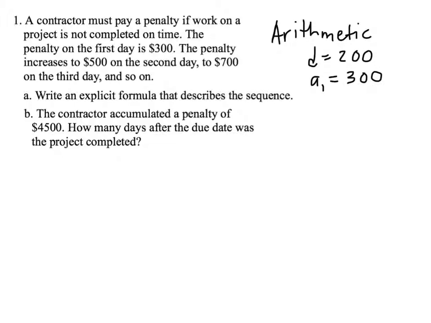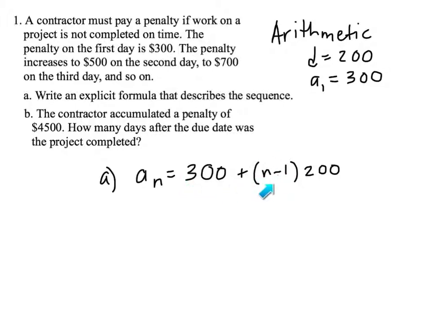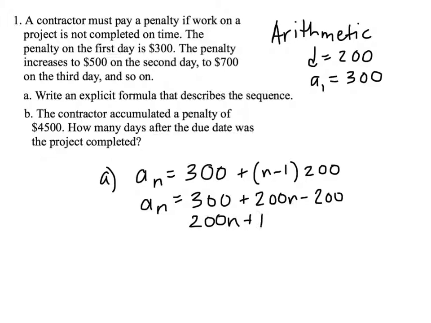All right, so it's an explicit formula for this sequence. It's going to look like this. There we go. First term, plus n minus 1, the quantity times the common difference. So that's going to be our explicit formula. We usually go ahead and simplify the right-hand side. So 300 plus 200n minus 200. 300 minus 200 is 100. 200n plus 100.